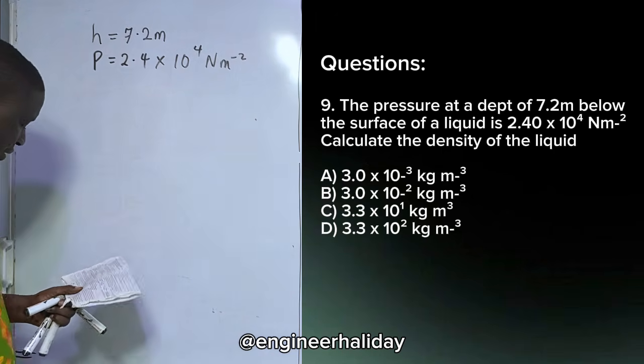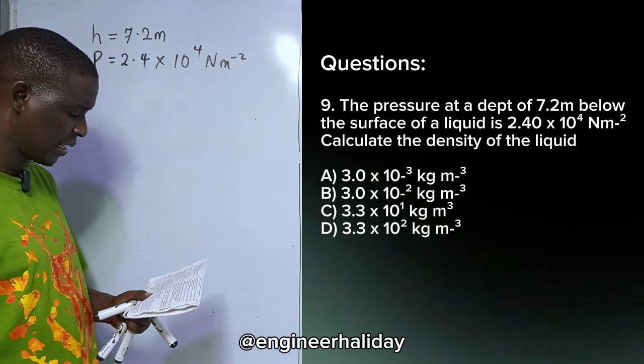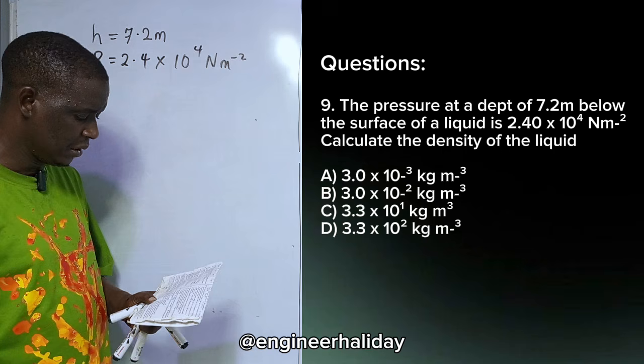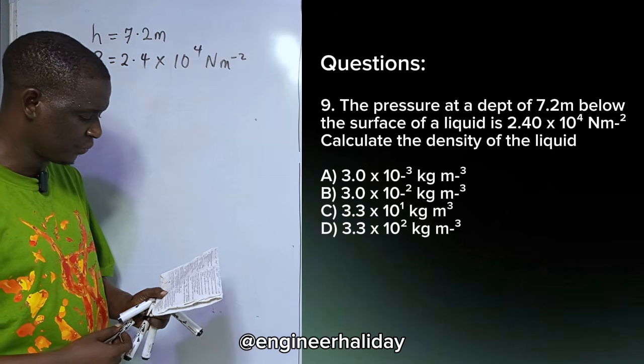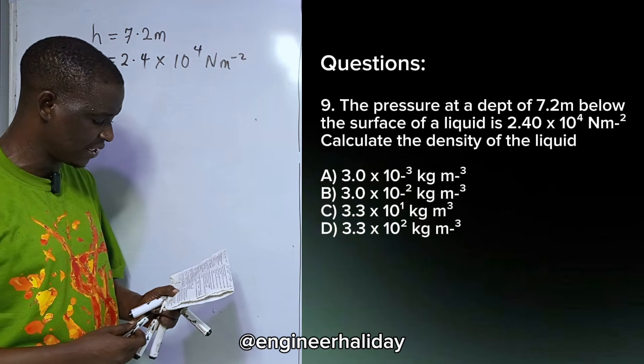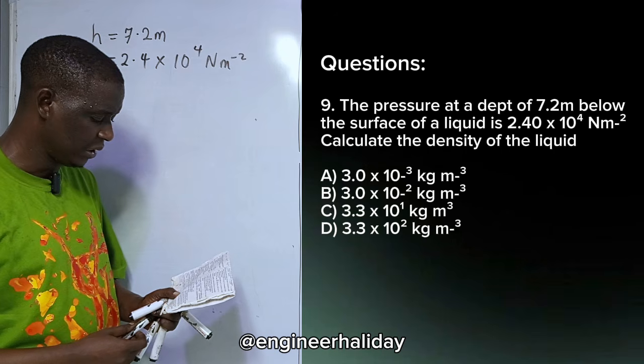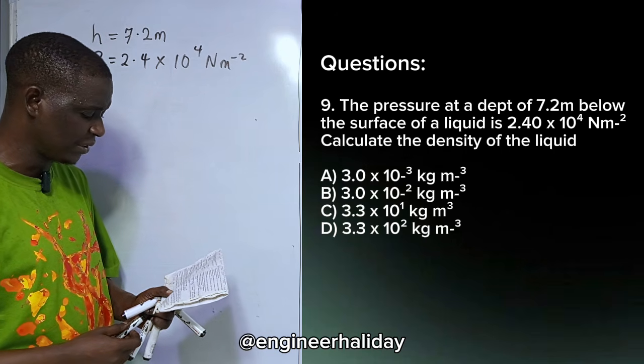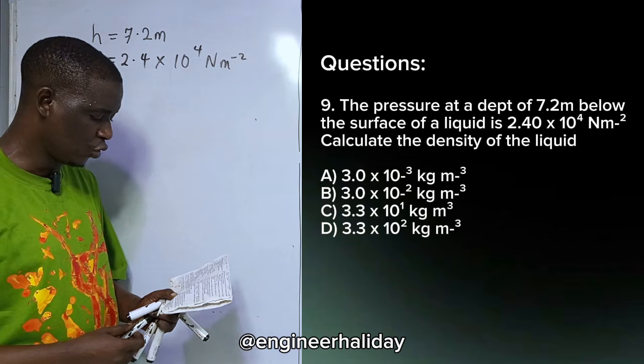A, 3.0 times 10 power minus 3 kilogram per meter cube. B, 3.0 times 10 power minus 2 kilogram per meter cube. C, 3.3 times 10 power 1 kilogram per meter cube. D, 3.3 times 10 power 2 kilogram per meter cube.